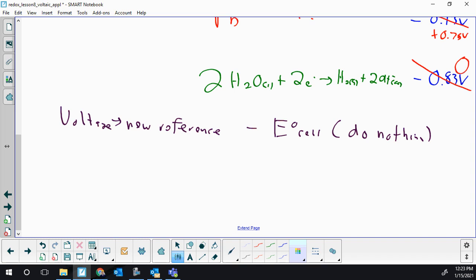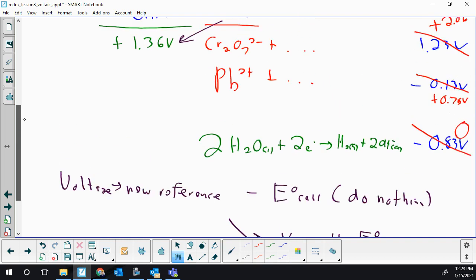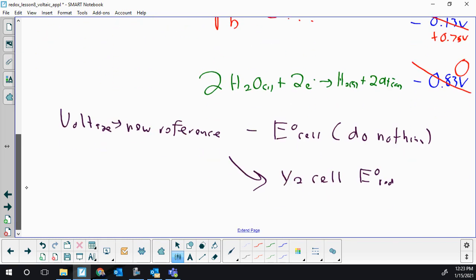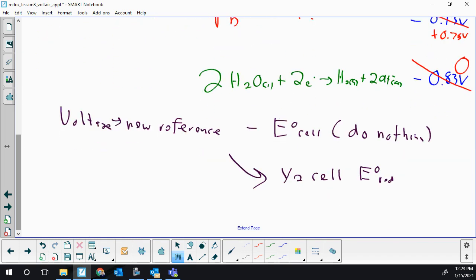But if I ask you for one of those half cell E0 reductions, if I ask you for one of those red numbers, then you have to subtract the new reference off of it. So any question where you change the reference doesn't matter to the total voltage. Cathode minus anode, the reduction potentials. Who cares? Doesn't matter. But if I ask you for one of the pieces, it does.